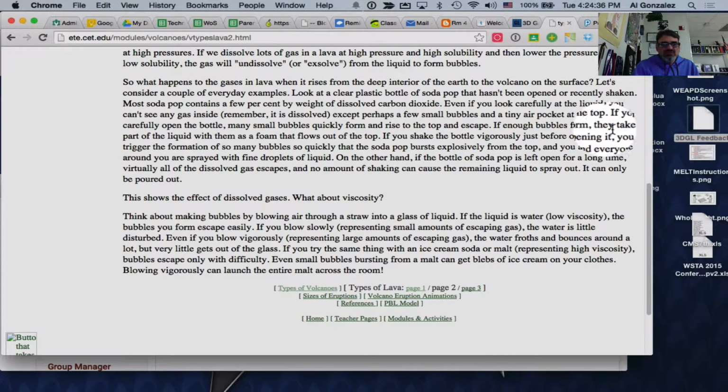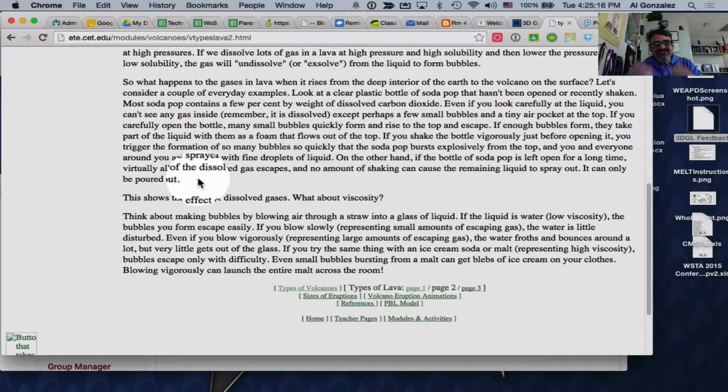If enough bubbles form, they take part of the liquid with them as a foam that flows out of the top. If you shake the bottle vigorously just before opening it, you trigger the formation of so many bubbles so quickly that the soda pop bursts explosively from the top, and you and everyone around you are sprayed with fine droplets of liquid. On the other hand, if the bottle of soda pop is left open for a long time, virtually all of the dissolved gas escapes, and no amount of shaking can cause the remaining liquid to spray out. It can only be poured out.